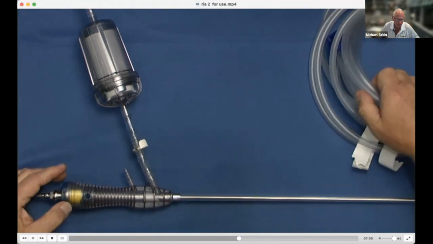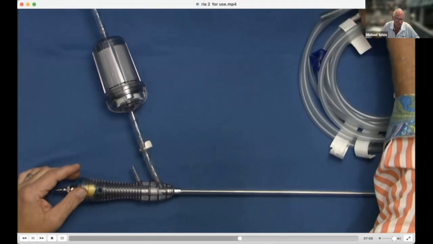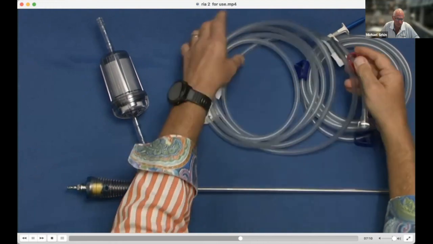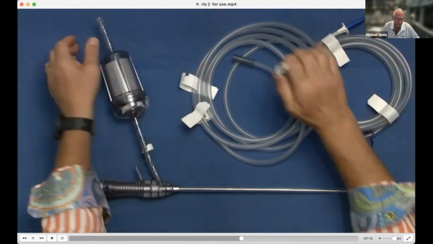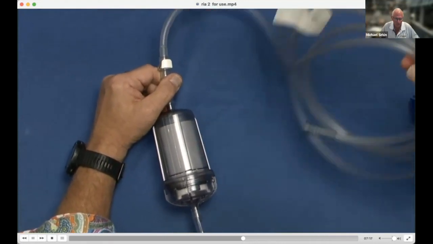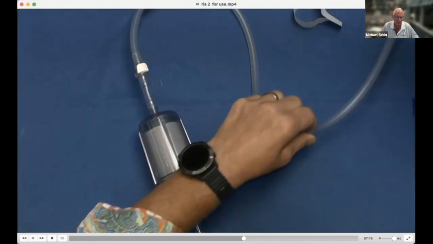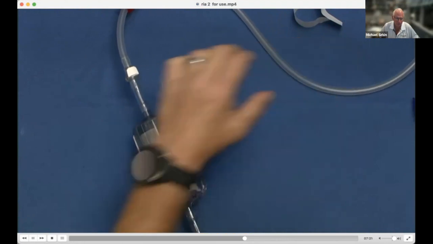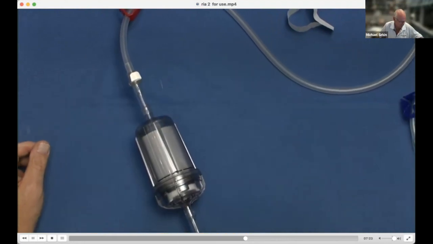The next thing we're going to do is take our red aspiration tubing, also with a quick connect, and attach this quick connect to the bottom of our collection canister, and throw the rest of the tubing off the field for connection to your Neptune or whatever suction device you have.